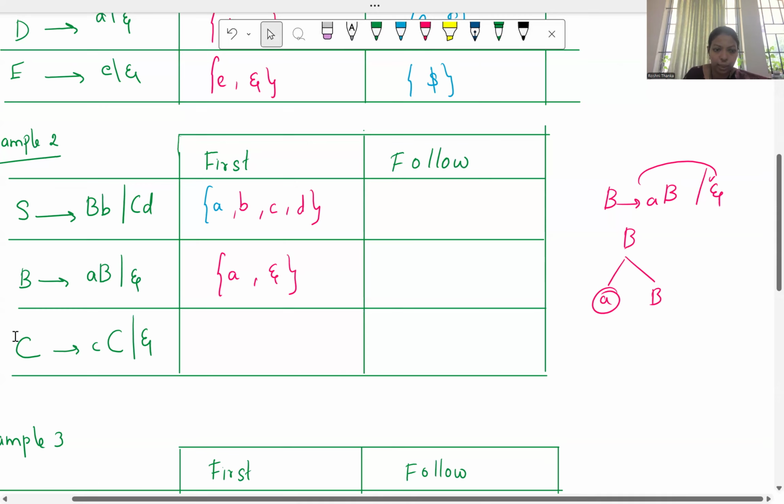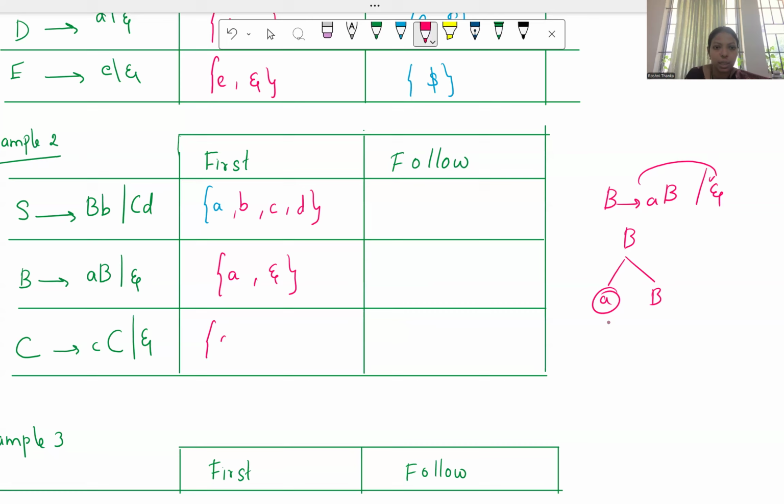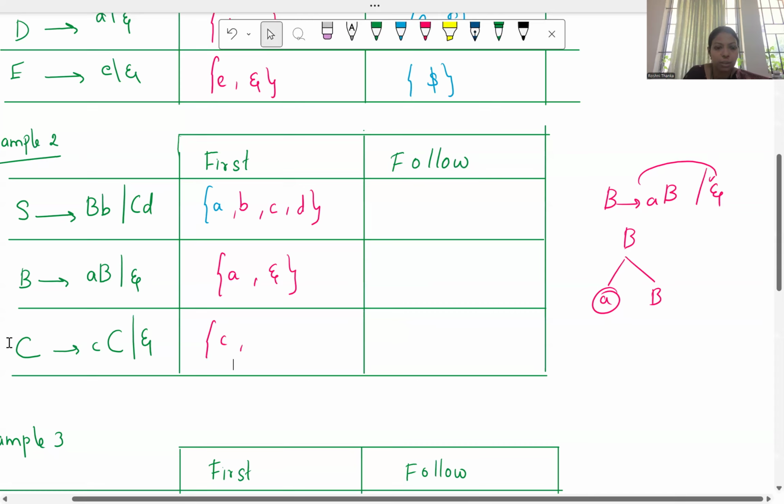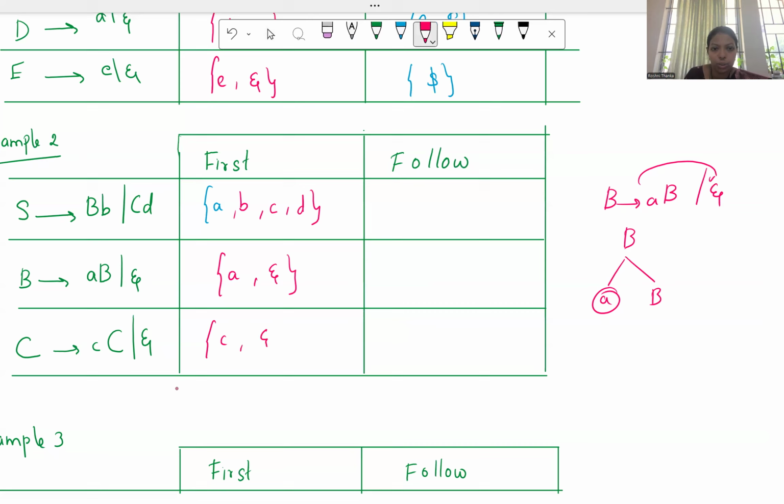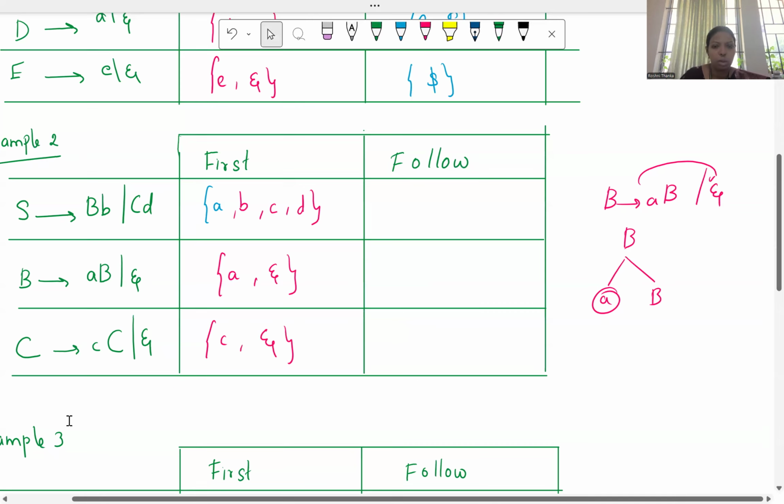Now you can easily see when I derive C, who will be the first symbol? If the first symbol is a terminal, then it's very easy. Directly you can write it. If the first symbol is a non-terminal, only then you have to derive it and see. So now the first symbol is C, and what is the other production of C? Whenever you derive something using C, either it can be small c or it can be epsilon also. Epsilon is also a terminal, so directly write it. So that's all about first.